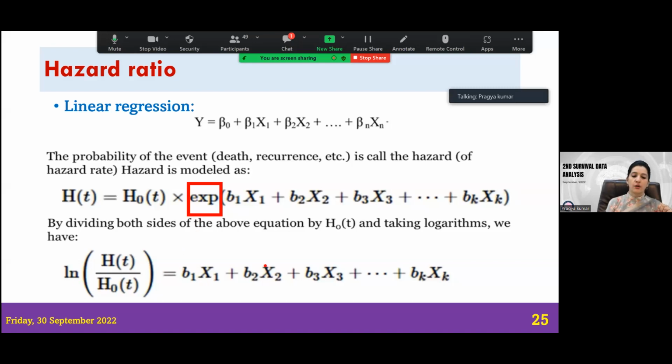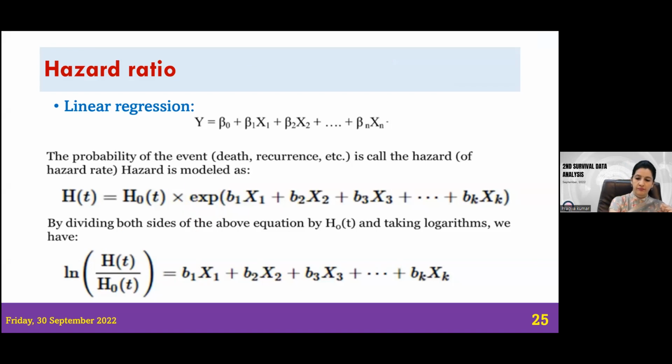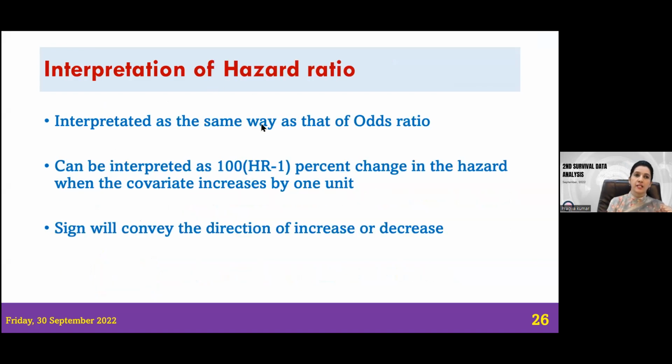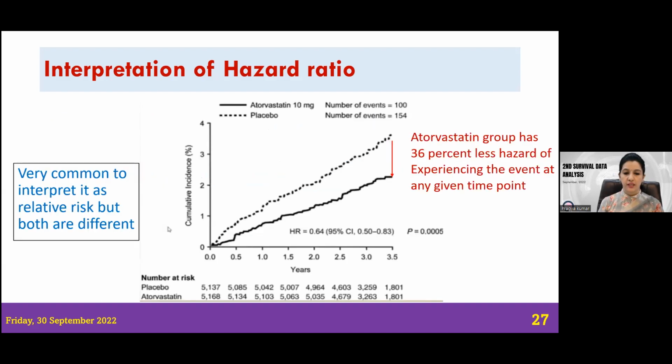So you take natural log both sides. So this is log ht by h0, which is known as the hazard ratio. And this is beta 1, beta 2, like this. So you can see here, interpretation again, we'll see this, but you can express this as HR minus 1 is the percentage change in the hazard when the covariate increases by 1 unit. If it is a continuous variable, or if it is a categorical, you can say taking the reference category. And this sign will convey the direction of increase or decrease.